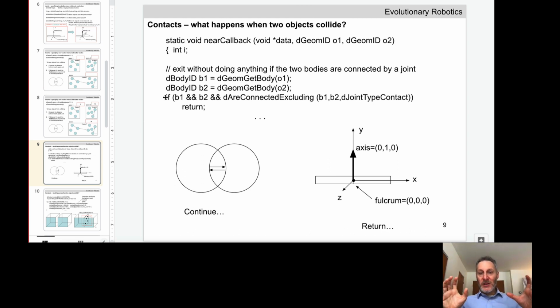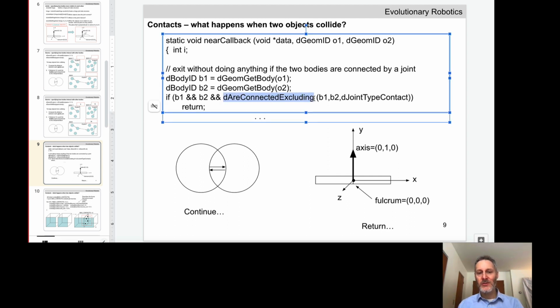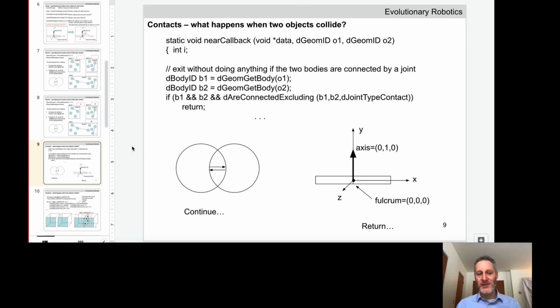Once this callback function has been called, it means that, for example, two objects are close to one another. Usually there are a number of checks that are performed first. Here's one check, which is to see whether those two objects are connected or not. Are they connected by a joint? As we've already mentioned, if two objects are connected by a joint, ignore this quote-unquote collision. Return from the callback function and continue doing whatever it is. If they are not connected by a joint, continue, meaning maybe we should do something about this collision.